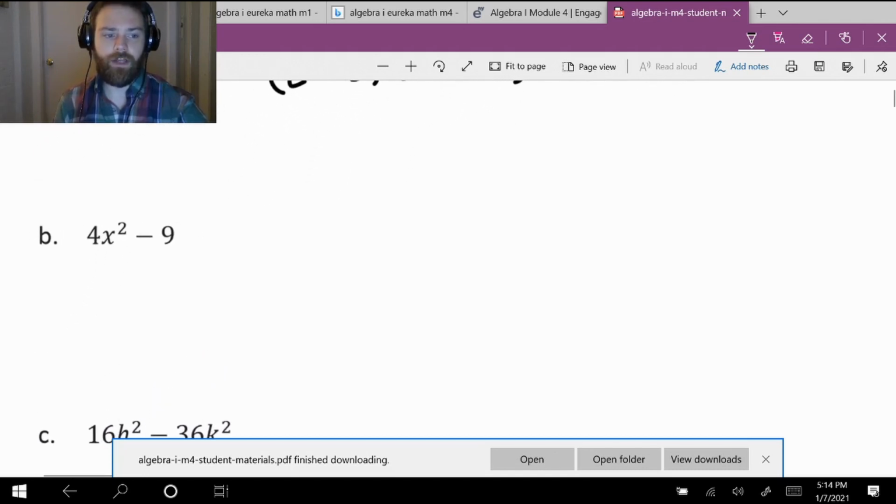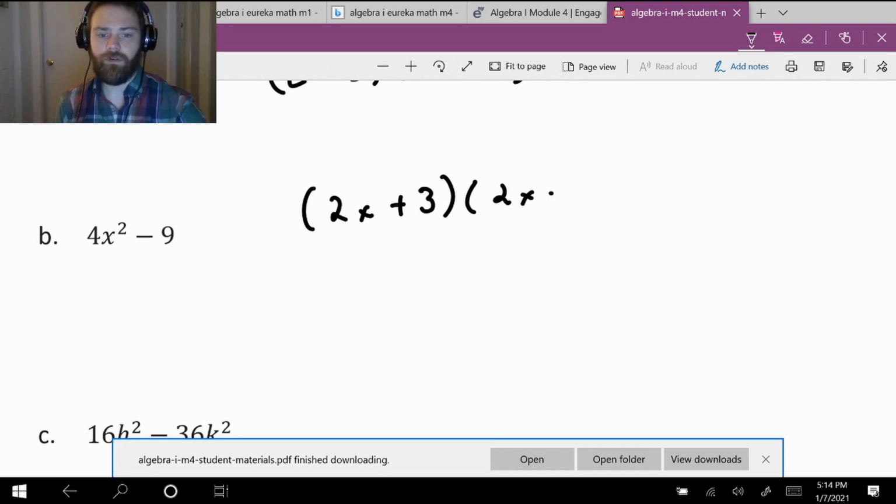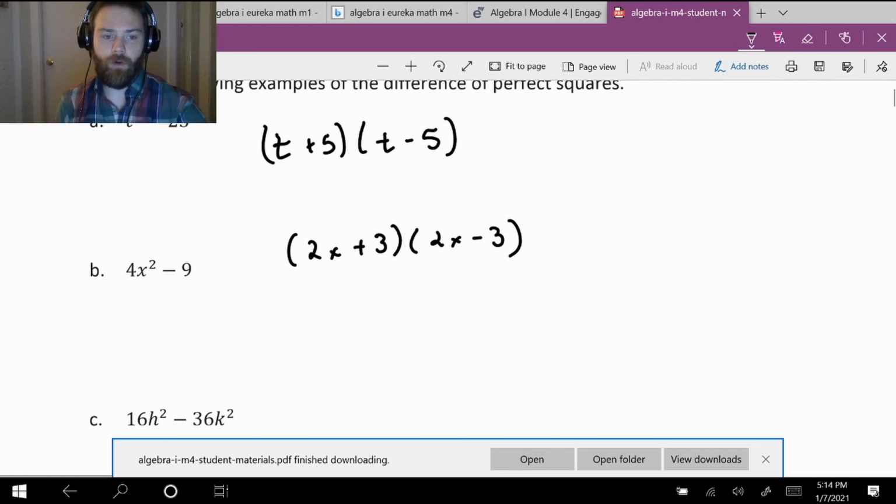So similarly down here, 4x squared minus 9, whenever I factor this out, I'm left with 4x squared. The square root of 4 is 2, the square root of x squared is x in this case, so 2x plus the square root of 9 is 3, and then the second term will be 2x, the square root of 9 is 3, so negative 3. So if I FOIL or distribute all this out, you will find that these two things are the same.